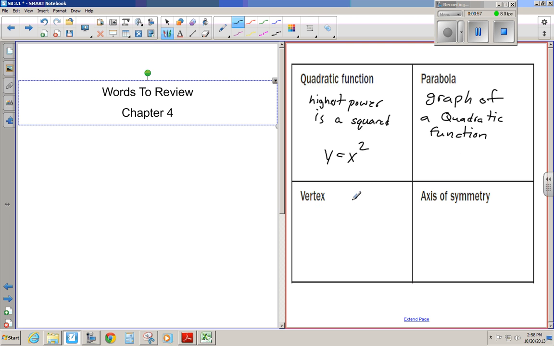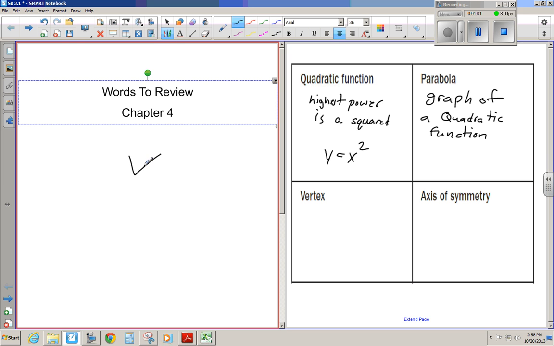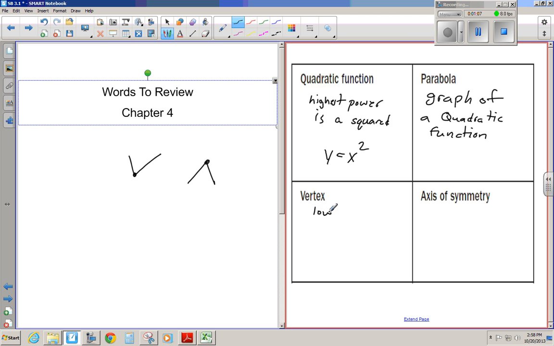The vertex is just like the vertex for an absolute value. It's that lowest point or that highest point. So it's the lowest or the highest point on a parabola.